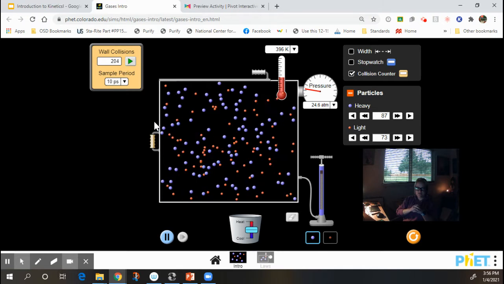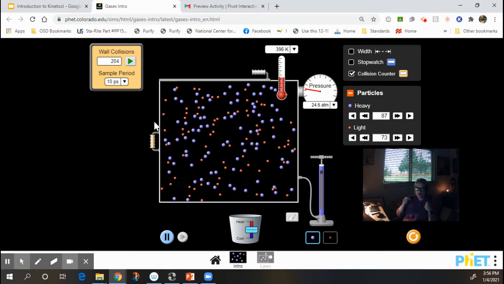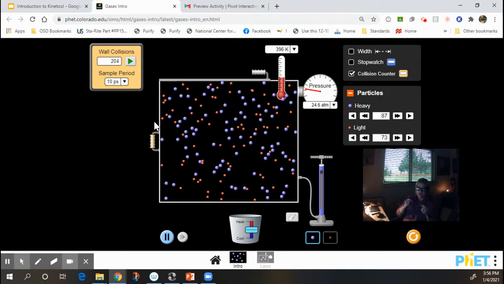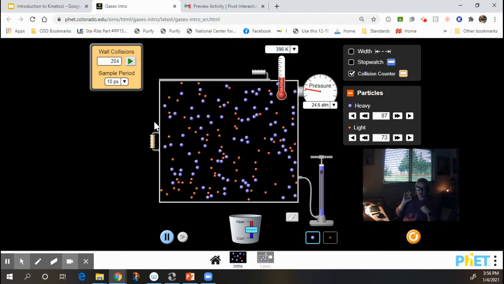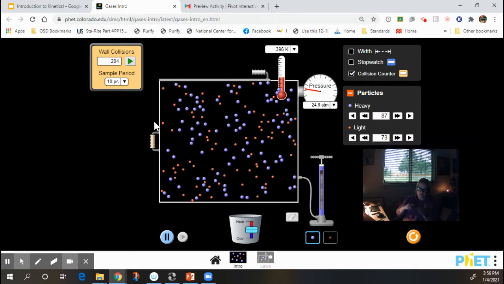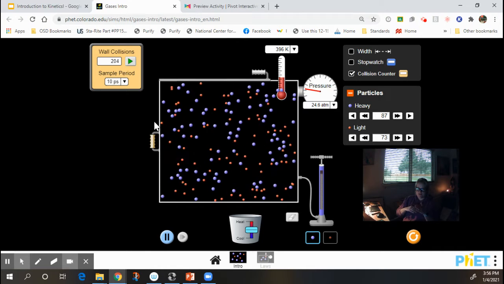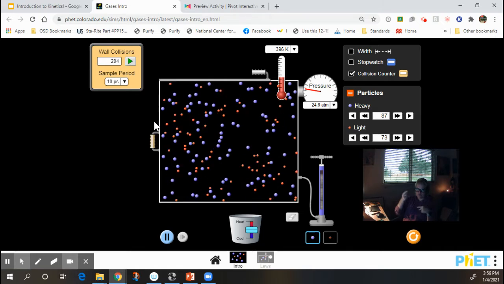One last thing about this: the big particles and the little particles here all have the same amount of kinetic energy because they're all existing at the same pressure and volume. However, because they have different masses, they will have different velocities. Thinking back to physics, kinetic energy equals 1/2 times the mass times the velocity squared.